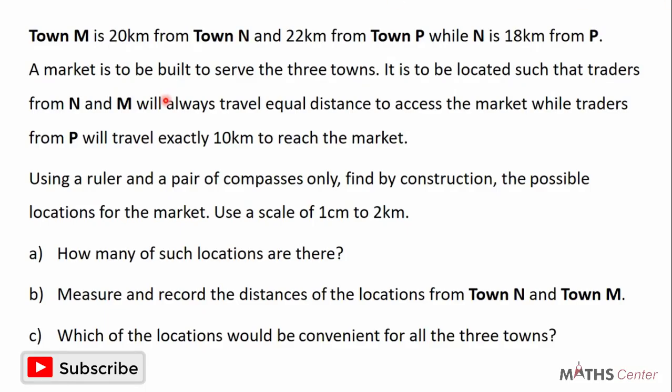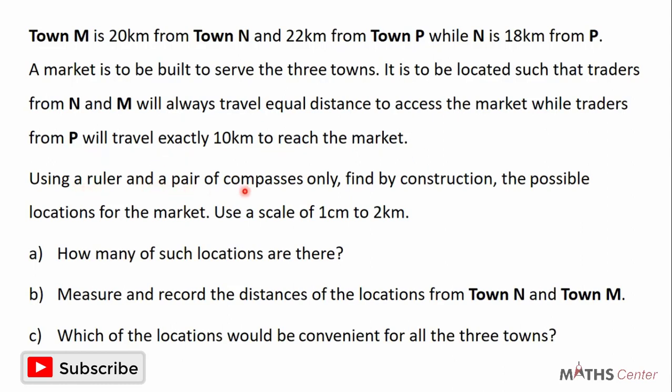Town M is 20 kilometers from town N and 22 kilometers from town P, while N is 18 kilometers from P. A market is to be built to serve the three towns. It is to be located such that traders from N and M will always travel equal distance to access the market, while traders from P will travel exactly 10 kilometers to reach the market.